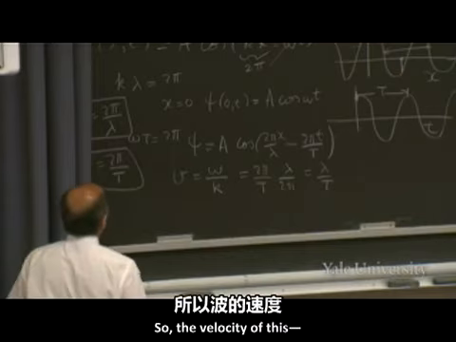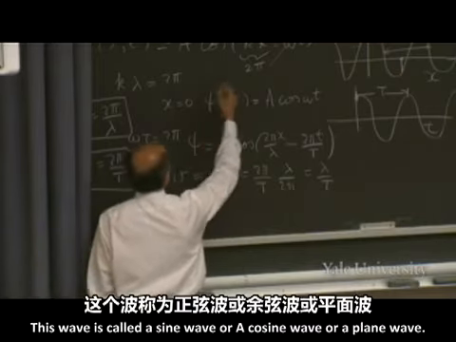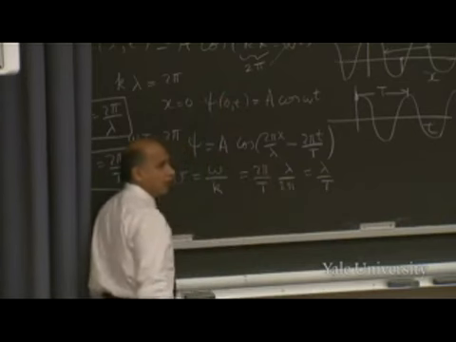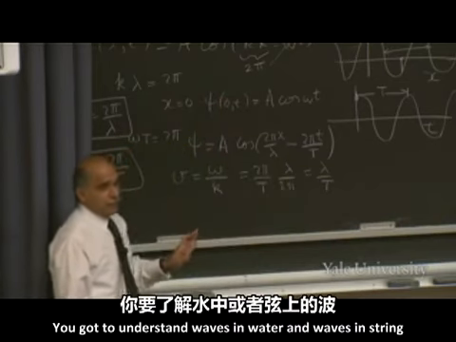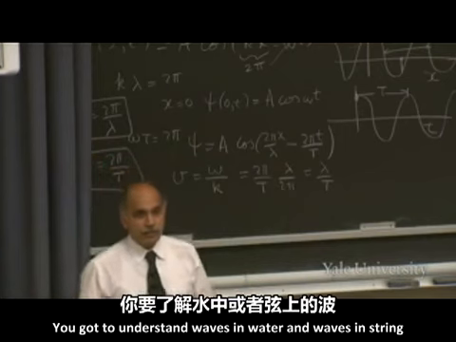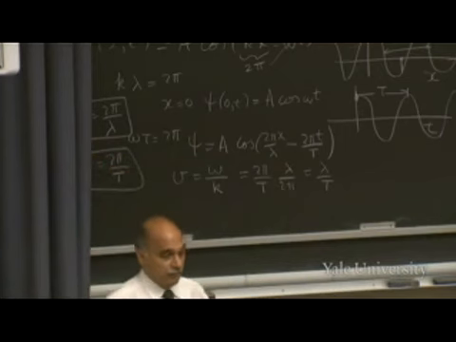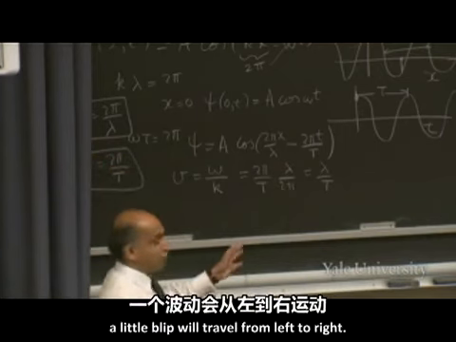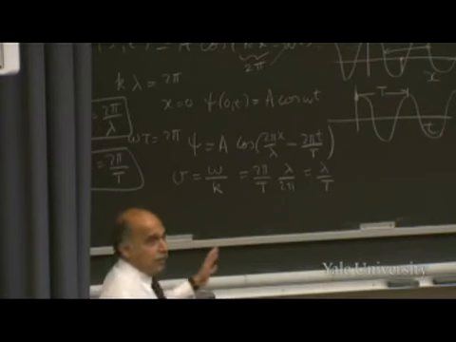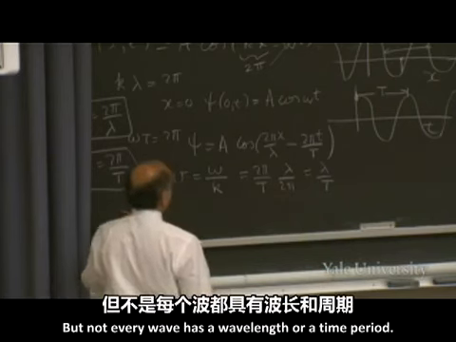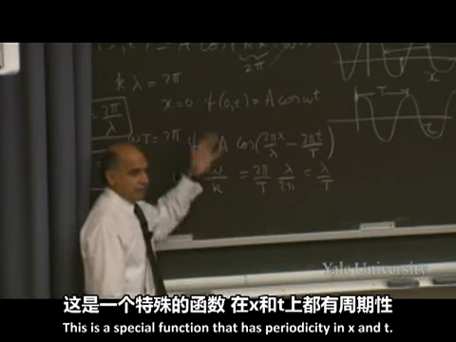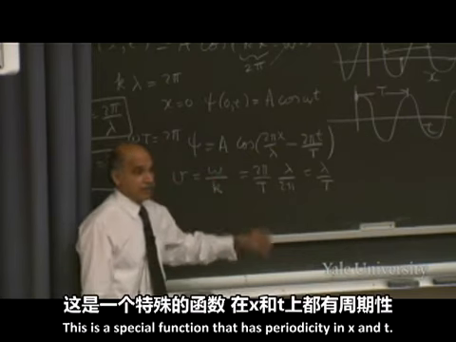So the velocity of this wave, called a sine wave or a cosine wave or a plane wave. You've got to understand, waves in water and waves in a string always have a velocity. If you pluck the string and let it go, a little blip will travel from left to right. But not every wave has a wavelength or a time period. This is a special function that has periodicity in x and t.